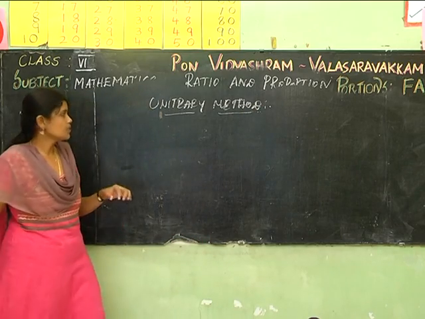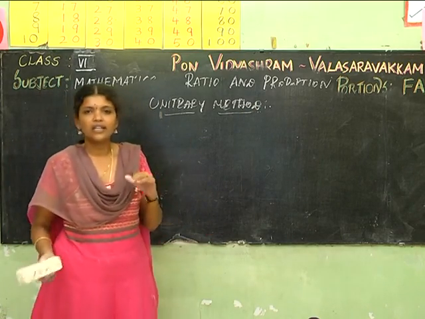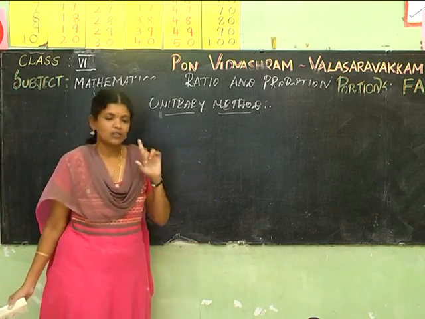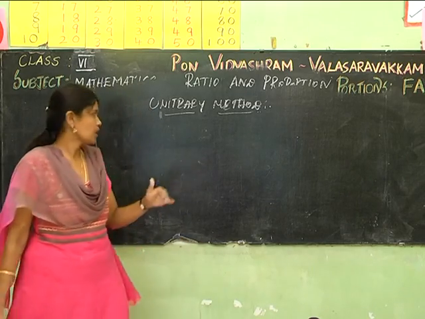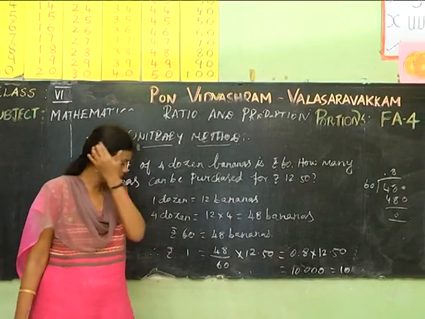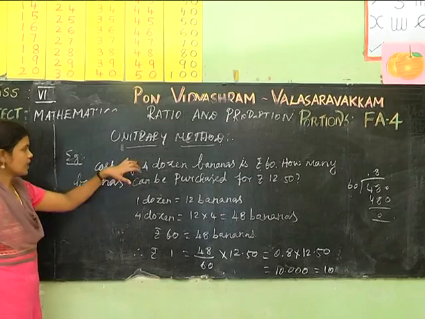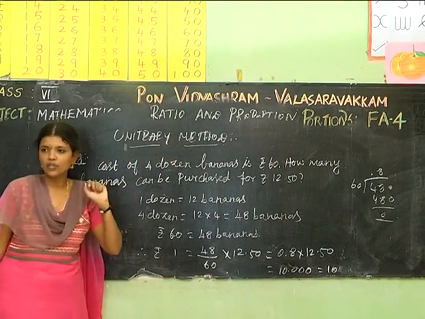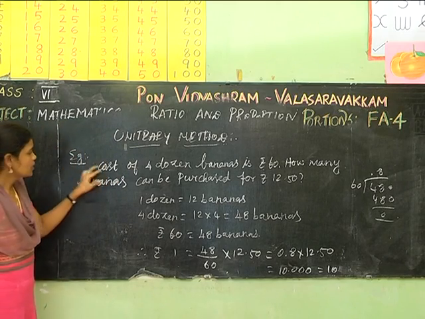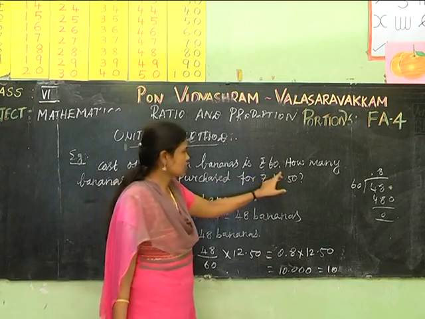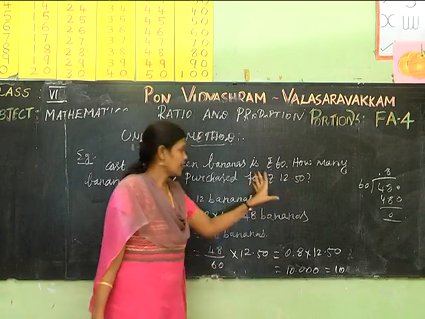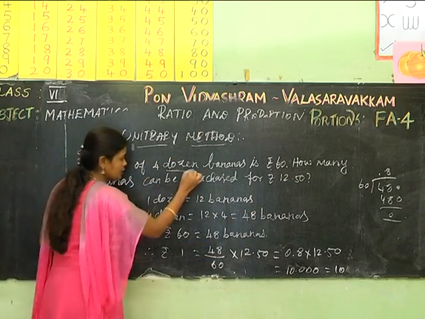Now unitary method. What is meant by a unitary method? If they give one problem, you have to find the value for 1 rupee. That is called a unitary method. Finding the value of one object is called a unitary method. For that, we have an example. Cost of 4 dozen bananas is rupees 60. How many bananas can be purchased for rupees 12.50? Now you know that dozen means 12.